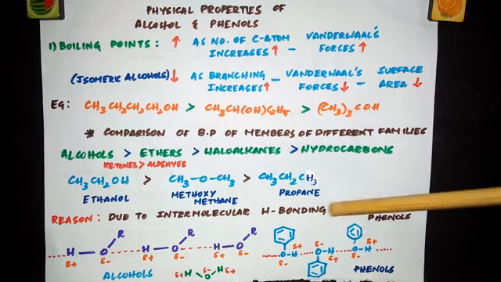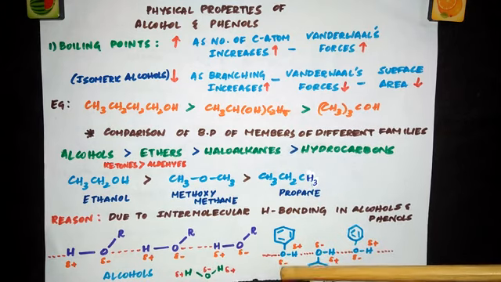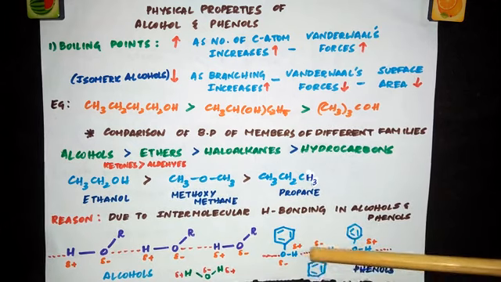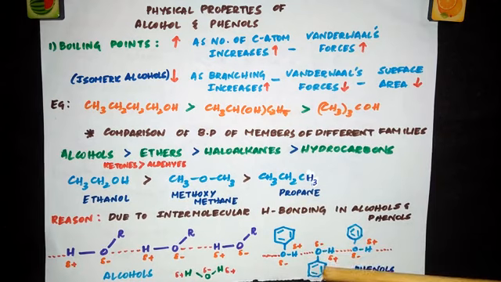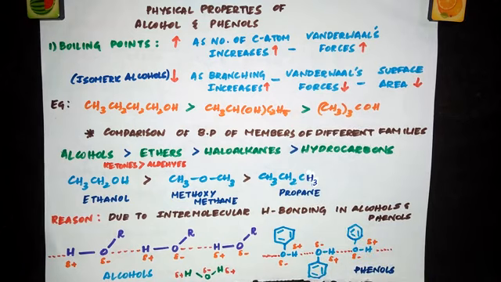In the same way, we have this hydrogen bonding in phenol also. In phenol, this O has a partial negative charge and hydrogen has a partial positive. So this hydrogen of this phenol is forming a bond with this oxygen of another phenol. So this is hydrogen bonding. Same way here also. So due to this intermolecular hydrogen bonding in phenols, phenols again have higher boiling points.